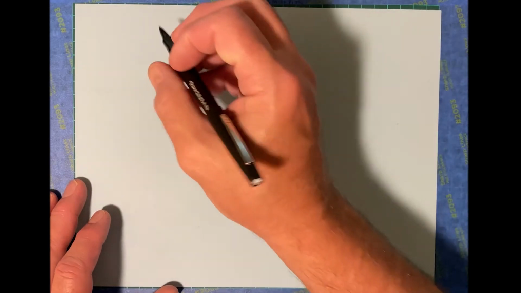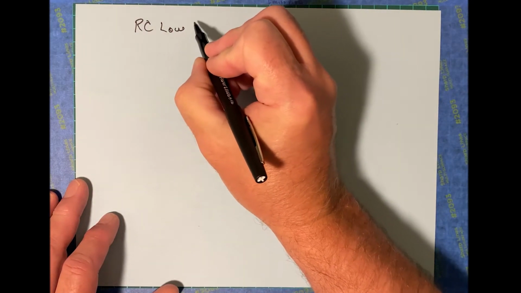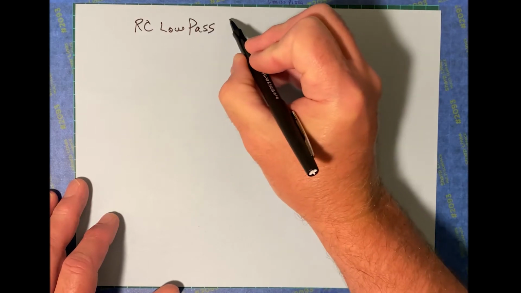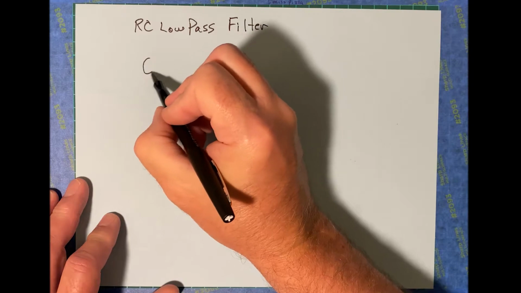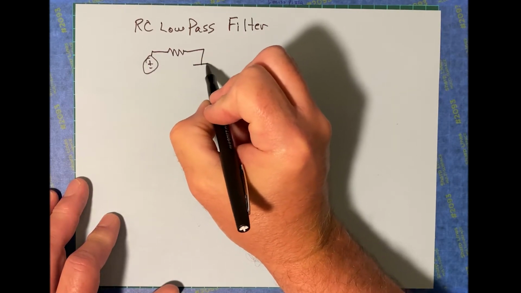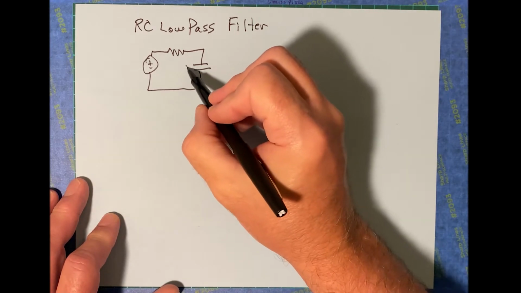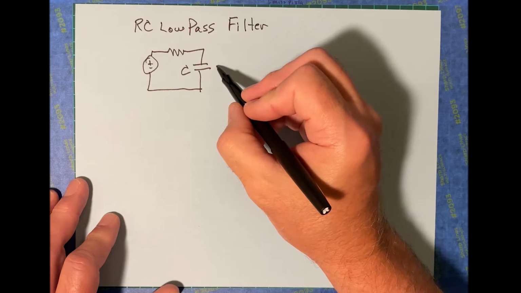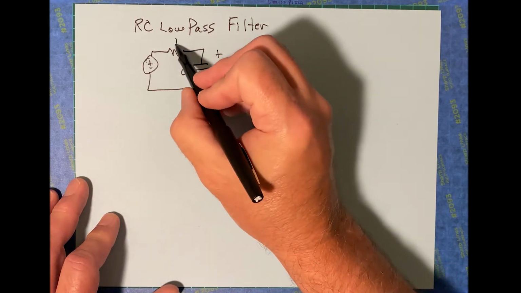Let's make an RC low-pass filter. And we'll do that same sort of way, except instead of taking our output voltage across the resistor, we'll take it across the capacitor here.